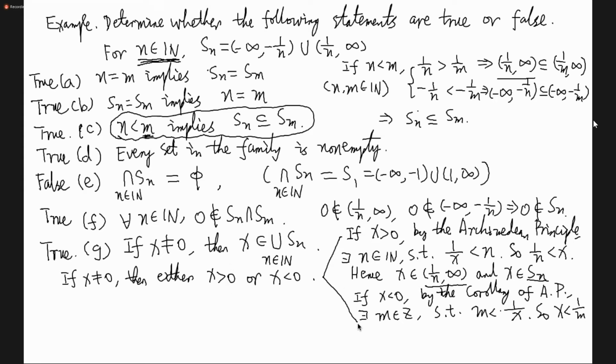Okay, so this implies what? Hence, x belongs to negative infinity to one over m. But you should remember this m is a negative integer because m is less than 1 over x. 1 over x is a negative number, so m is a negative integer.